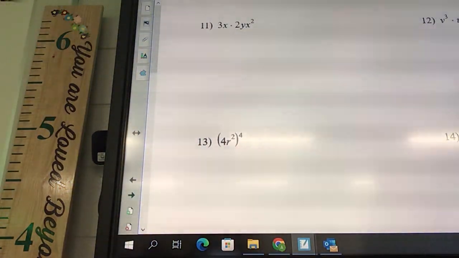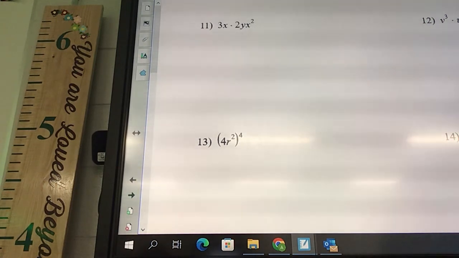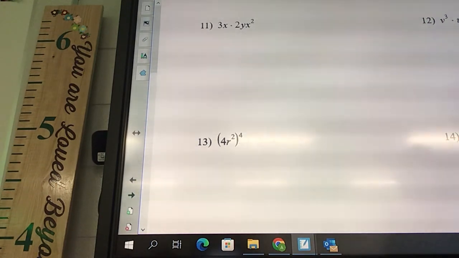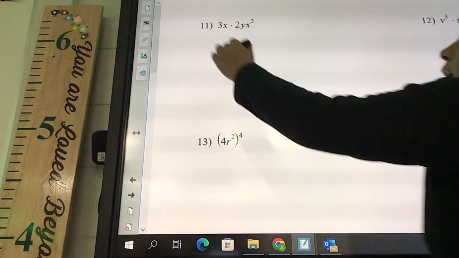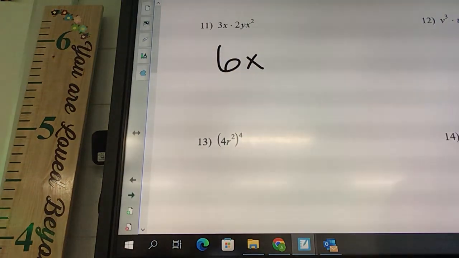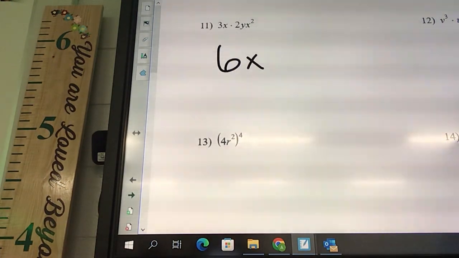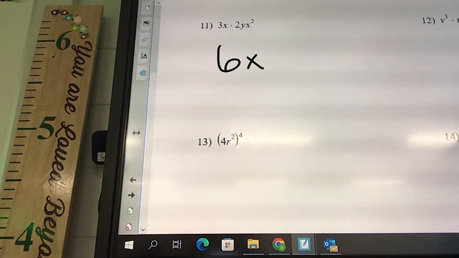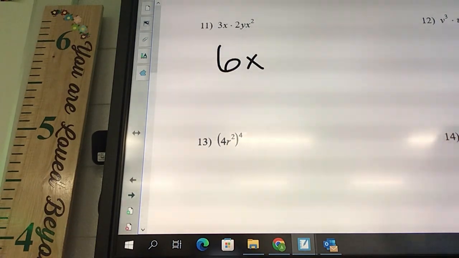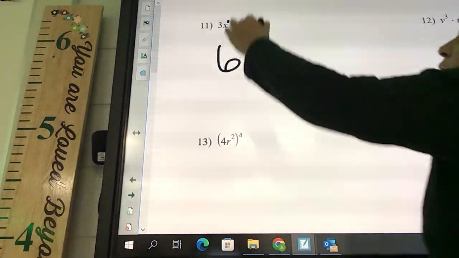Look at 11. We're going to multiply the big numbers together. What are they? 3 and 2. 3 times 2, 6. Okay, X to the what? Where can I put some 1s? We know there's 1s up there. Where are they? The X. In front of the X or on top of the X. Where else? Y. On the Y also.